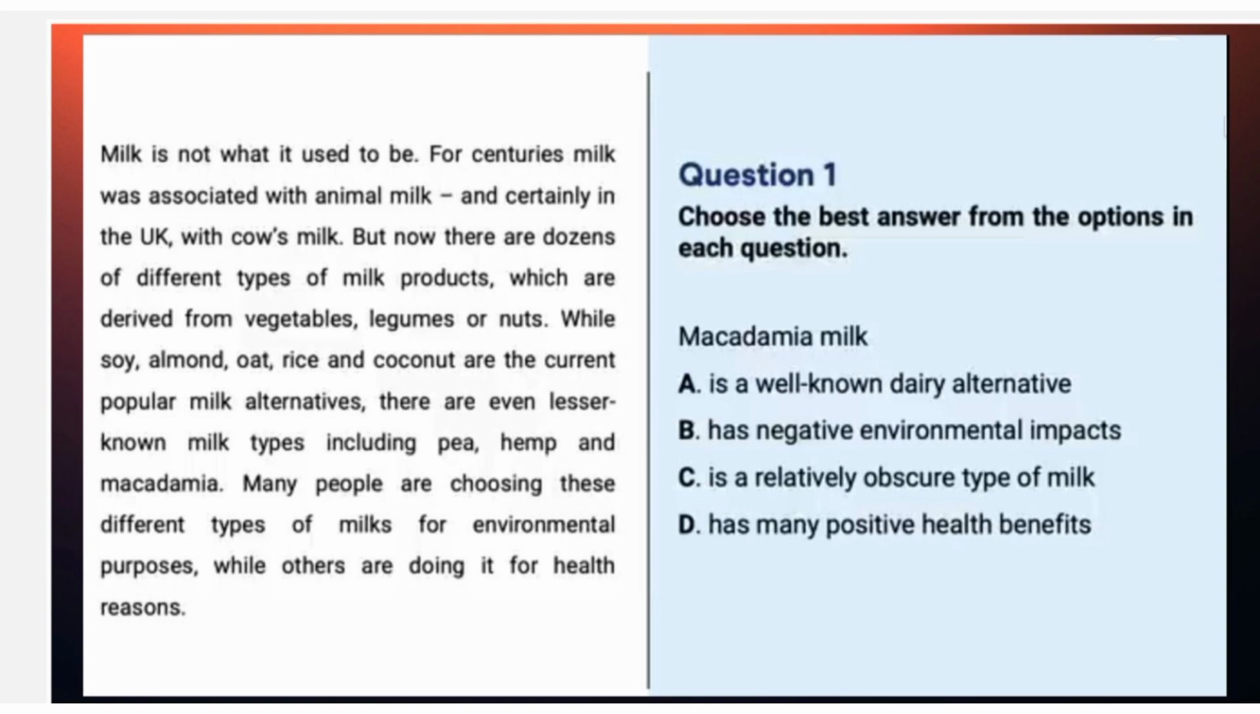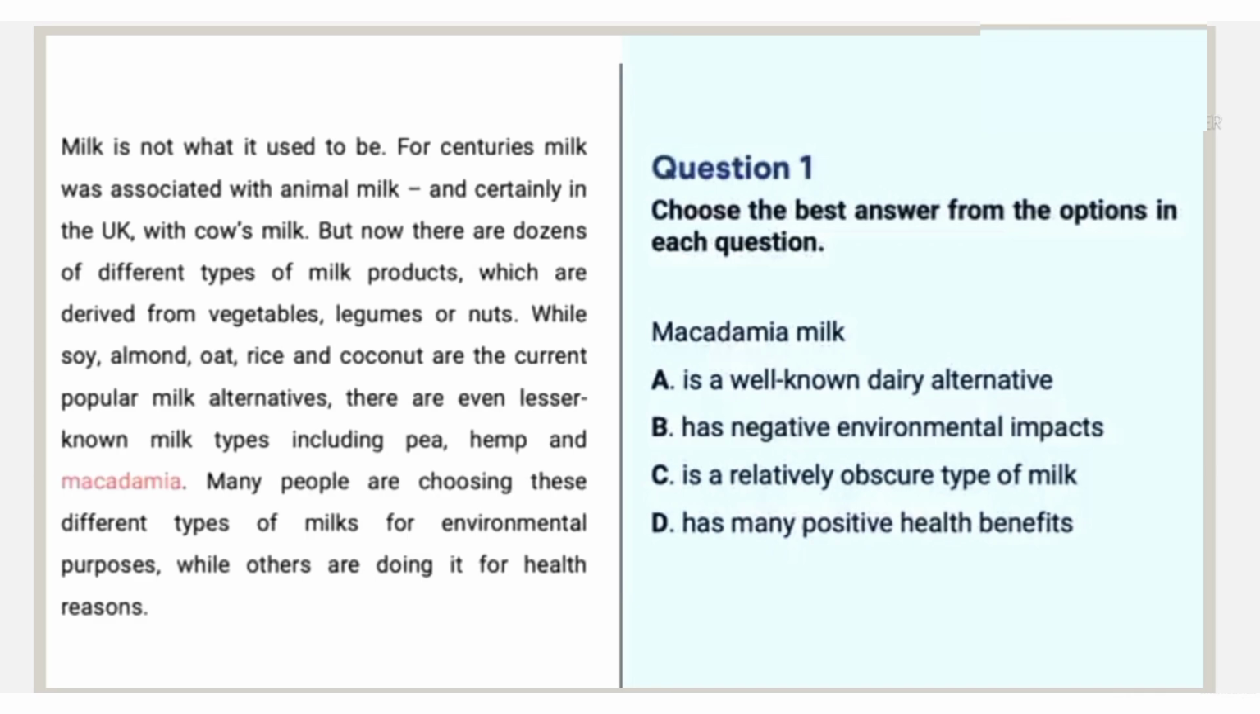We should read from the starting of this passage itself, like from "milk is not what it used to be." From there we should read. We should not mix everything in our passage while we are reading, or start from the ending or from the middle portion of the passage, but we should read from the beginning of the passage or from the paragraph. And here as we skim and scan for the word macadamia, we can spot it and we will mark that. And then our next step is carefully reading.